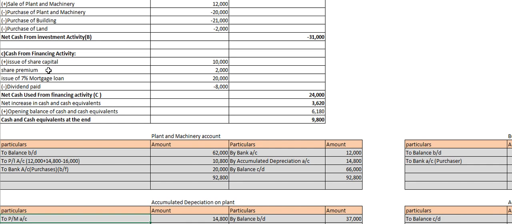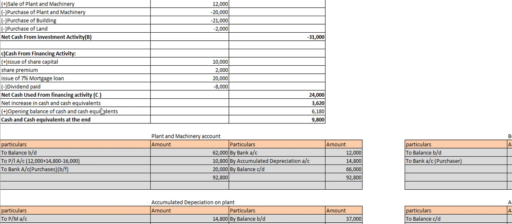So you add your issue of share capital, which is 10,000, share premium is 2,000, and issue of mortgage loan, which is raised by the company from a nil figure to 20,000 in order to pay for the purchase of building, minus your dividend paid, which is given in your adjustment, which is minus 8,000. So you get your balance, which is 24,000, net cash from financing activity.